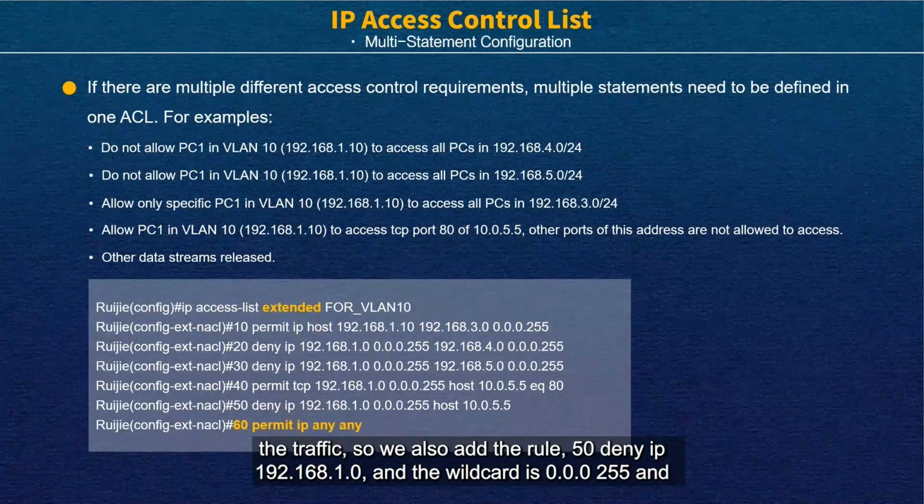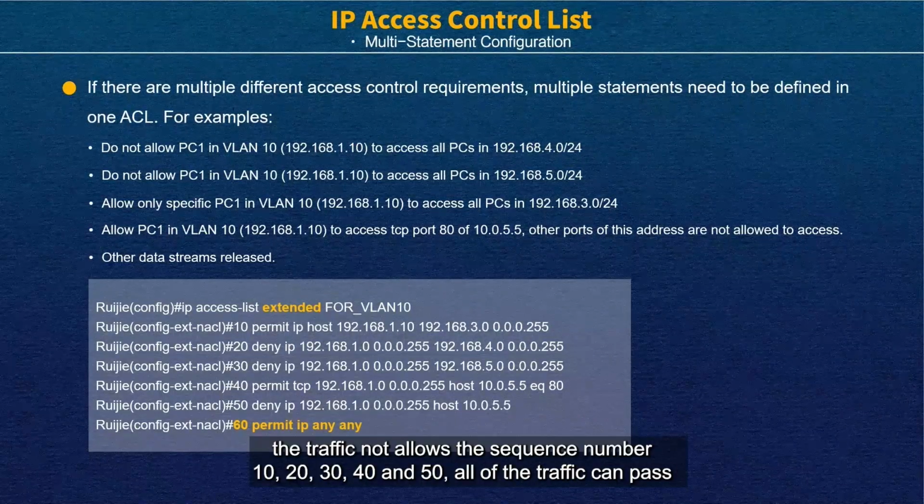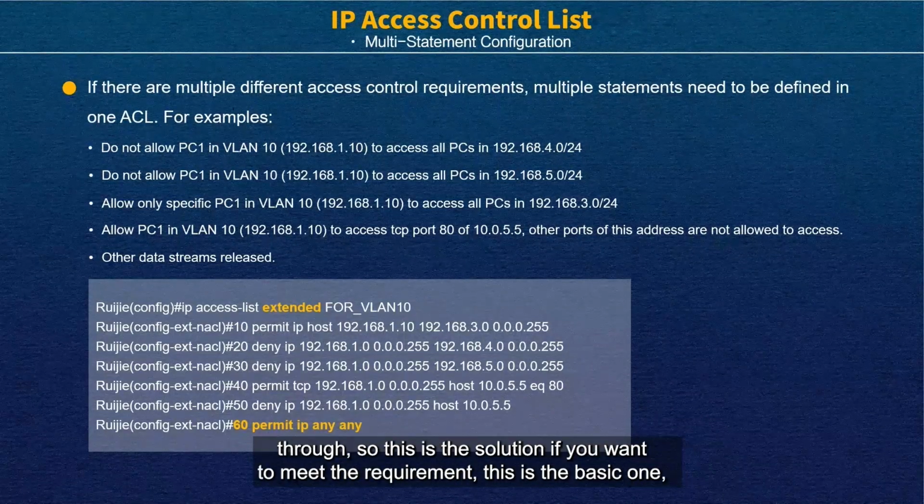So we also add the rule 50, deny IP 192.168.1.0, and the wildcard is 0.0.0.255, to the host 10.0.5.5. And at last, we add permit IP any. That means if the traffic does not match sequence numbers 10, 20, 30, 40 and 50, all of the traffic can pass through. So this is the solution if you want to meet the requirement. This is a basic one.